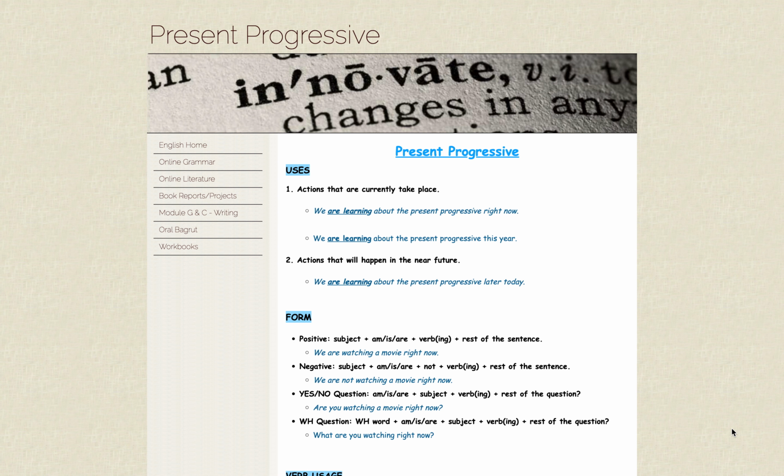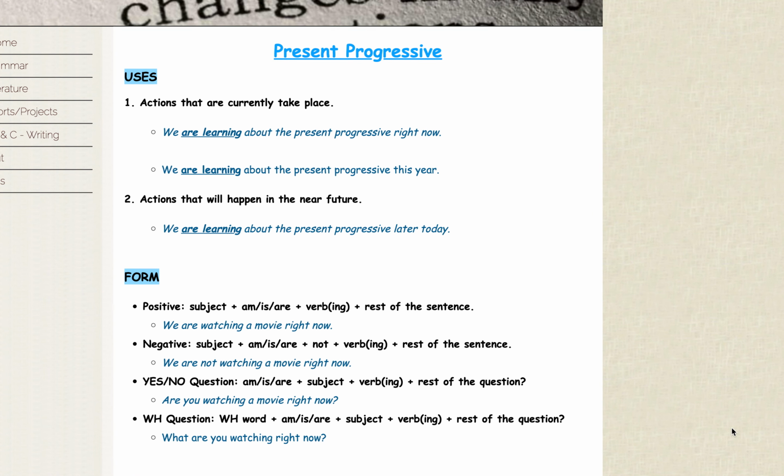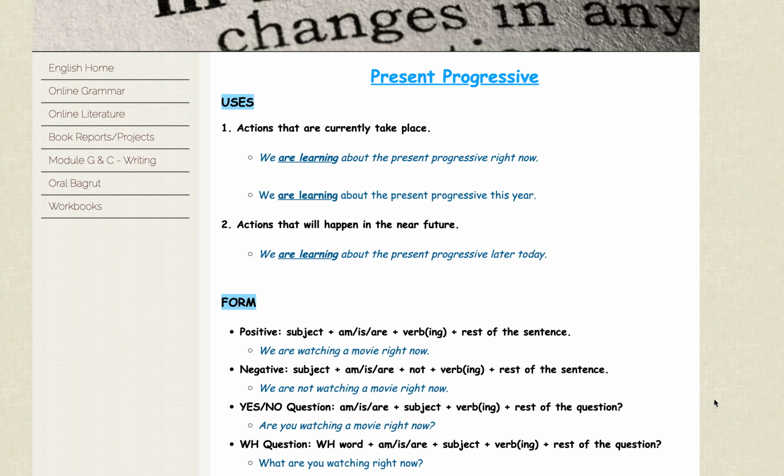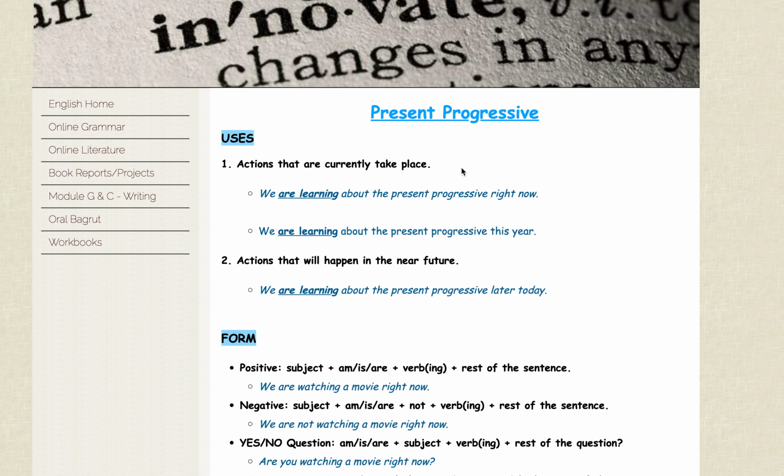This is a quick video about the present progressive. The present progressive is a relatively easy tense, but one that is overused, so be careful. The present progressive talks about actions that are currently taking place now.